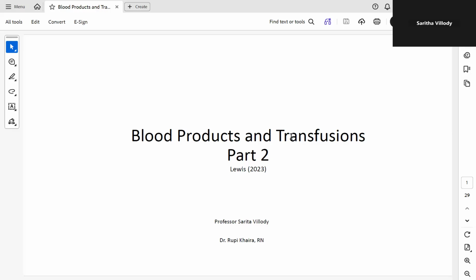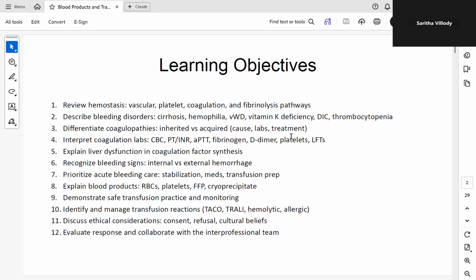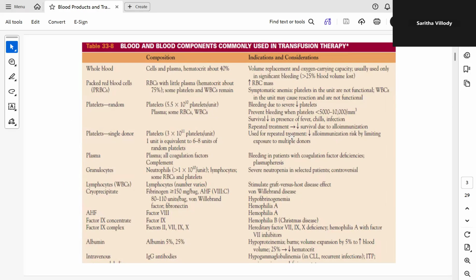Hello, students. Welcome back to the second part of this week's topic, which is blood products and transfusions. This is a really important topic, so that's why we have separated it. And when you learn this, learn it very carefully. Okay. The learning objectives are the same.